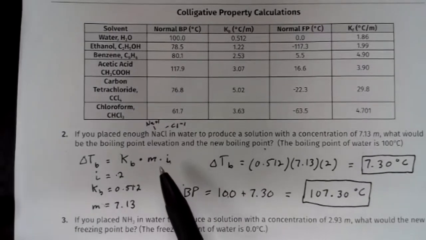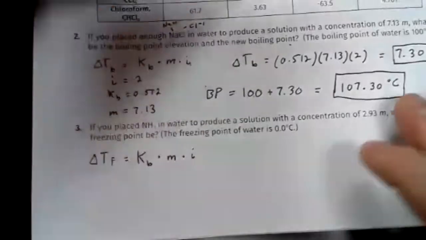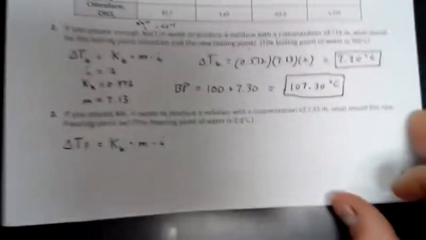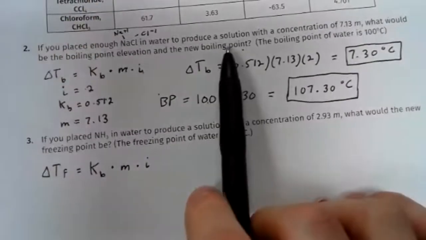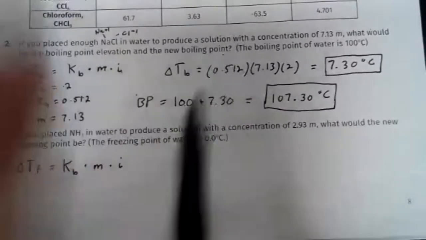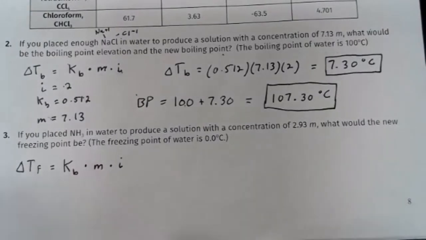Now, let's see what we can do with freezing point depression. We're going to look at question number 2 now, where I notice I've already included the equation. What we're going to do is the same process where we take a look at what the question is providing for us. We'll make sure to include that information, and then we'll see what we can solve.